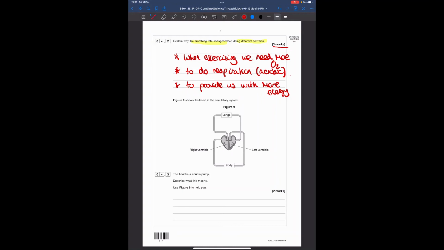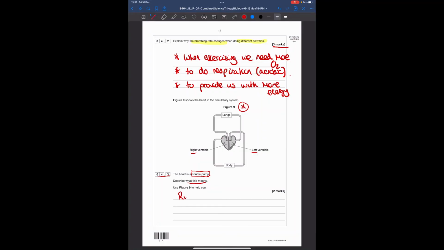Okay. Then question 4.3, the heart is a double pump. You've got figure 9 here to help you. Describe what this means. So if it is a double pump, like we have in our circulatory system, some organisms have a single pump system, like fish, so their blood just goes around in one loop, but we've got 2 loops. That's because we have a right side of the heart and a left side of the heart. So describe what this means.